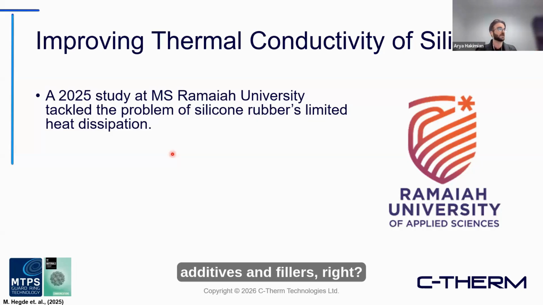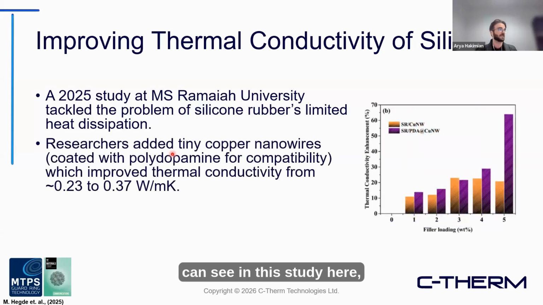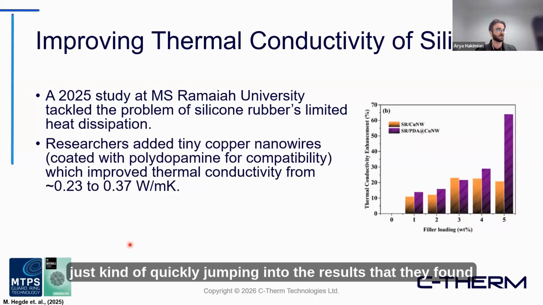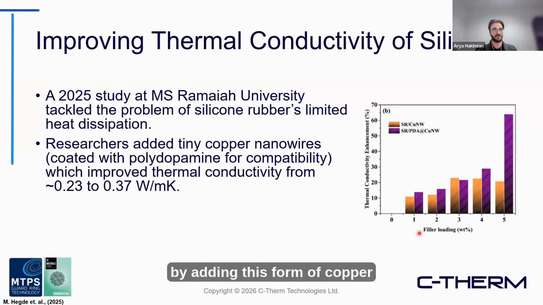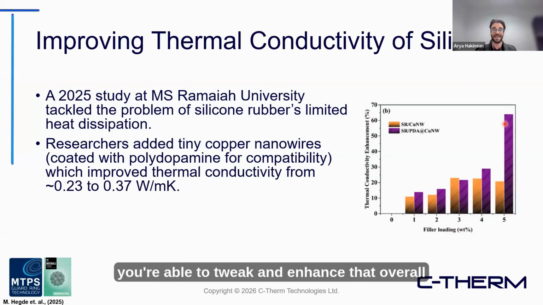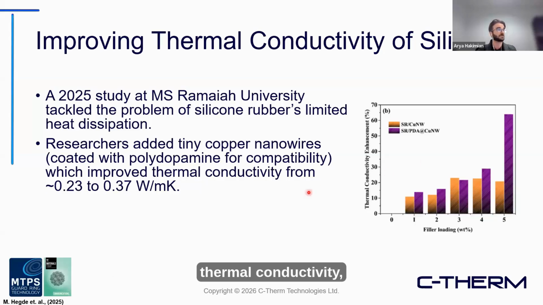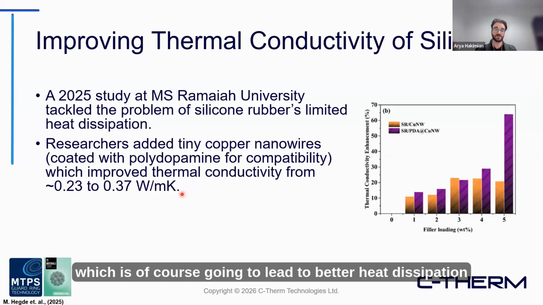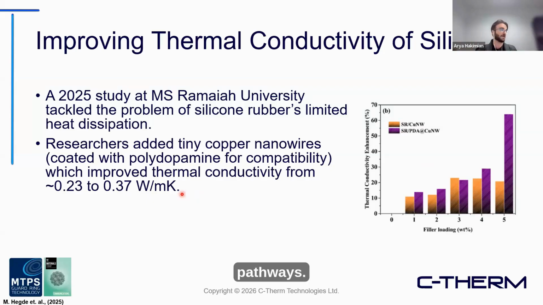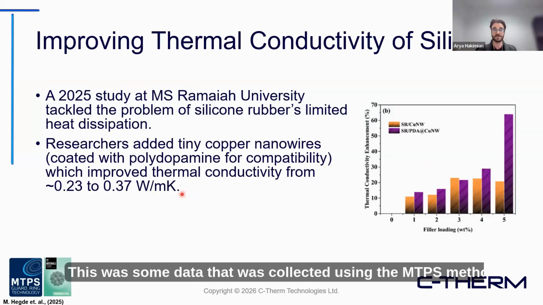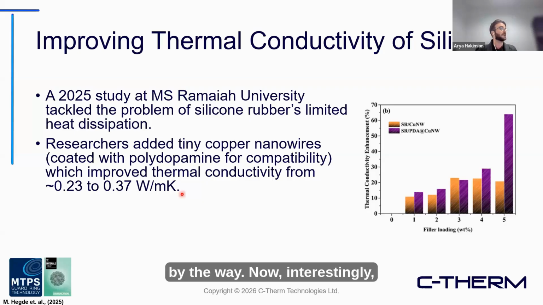So you can see in this study here, just quickly jumping into the results, that by adding this form of copper nanowires into their system, at different weight loadings, you're able to tweak and enhance that overall thermal conductivity, which is, of course, going to lead to better heat dissipation pathways. This was some data that was collected using the MTPS method, by the way.